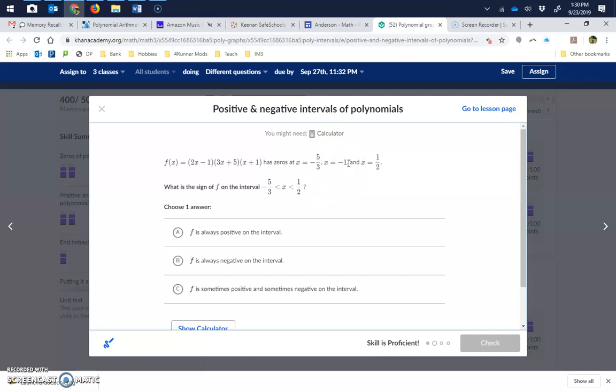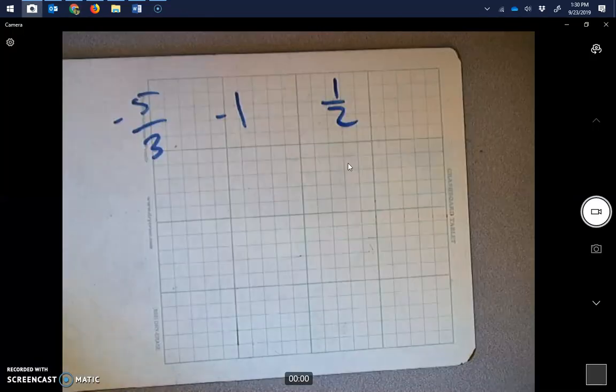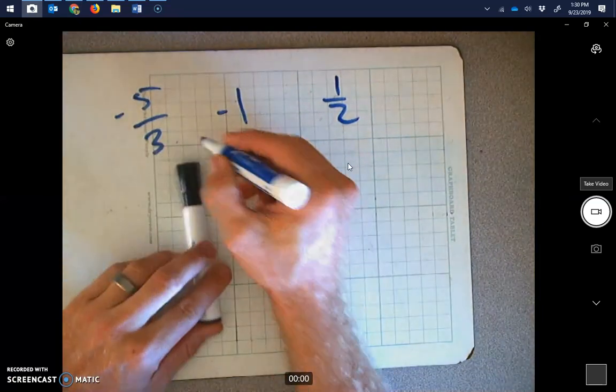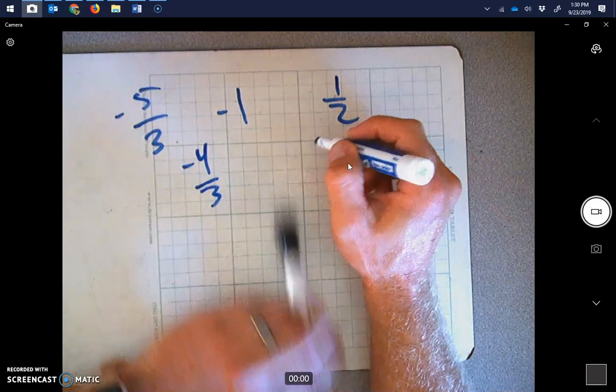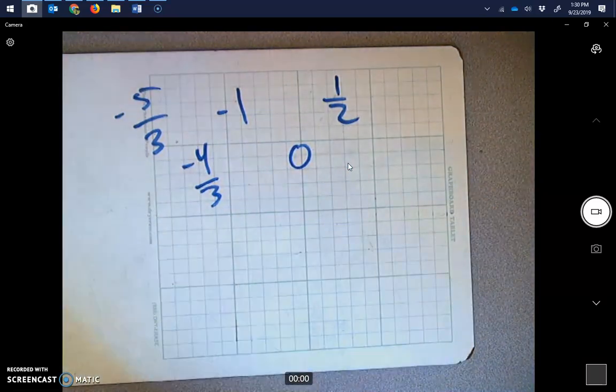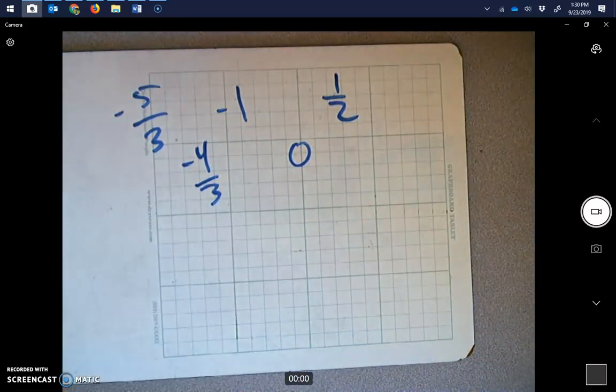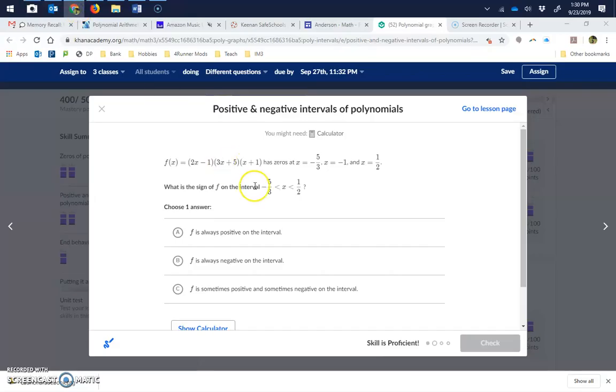So I'm going to do that now. I'm going to put these in order on the number line. We need to find a number that goes right here, which I'm going to pick negative 4/3. And the number here, well, once again, we have 0, so I'm going to pick 0 as an option. All right, so if I plug negative 4/3 into my equation, 2 times negative 4/3 is negative 8/3, and then minus 1 gives us a negative number, okay?